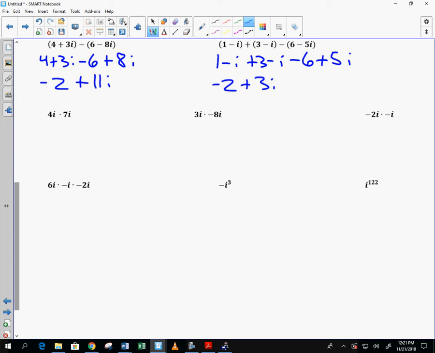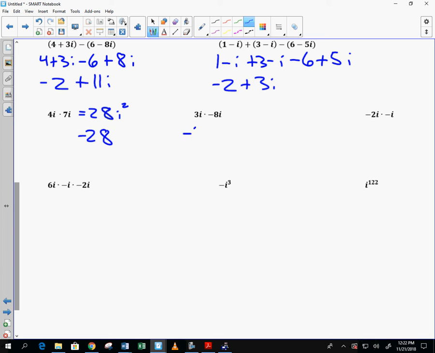We can multiply them too. 7i times 4i is equal to 28i squared. I like to write the i squared. It helps people understand that i times i is -1, so this is -28.